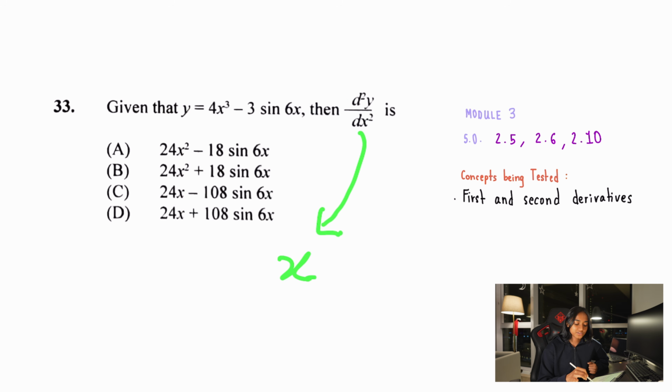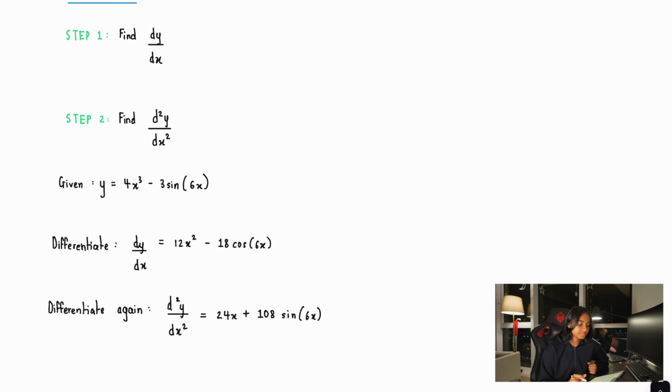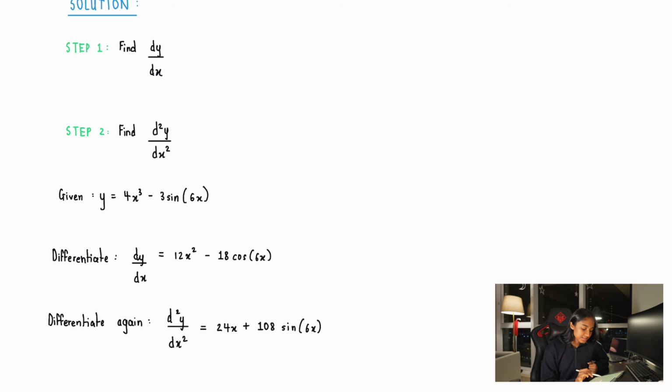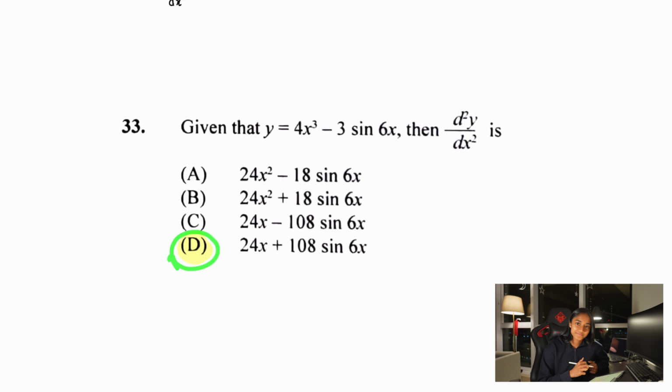Okay, so you differentiate once. So if you get x, let's just say, and you differentiate again, that is what it is, right? So you're simply differentiating twice. Okay, so let's do dy dx first. We differentiate that, we get 12x squared minus 18 cos 6x. Now to get d squared y dx squared, all we do is differentiate this. So it is actually that simple. I know the way it looks seems a little daunting, but it's really that simple. So the final answer we should get is 24x plus 108 sine 6x. So as long as you know the rules of differentiation, these will be super easy for you. So this is D.